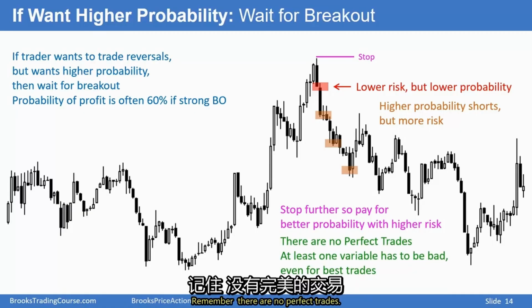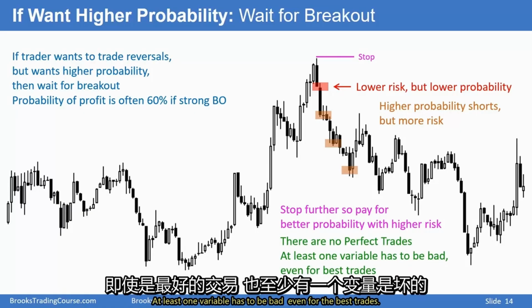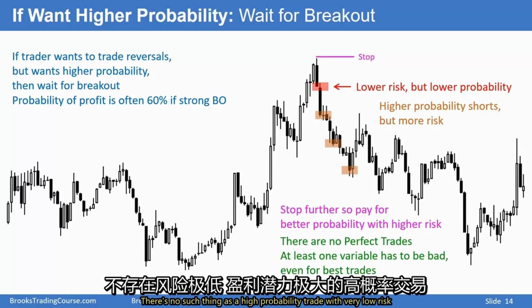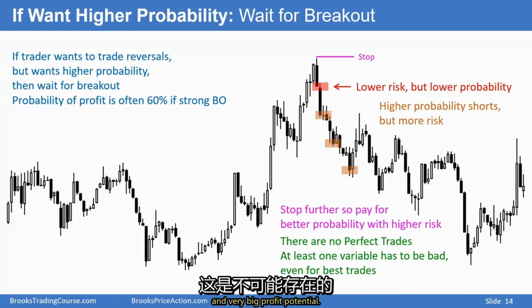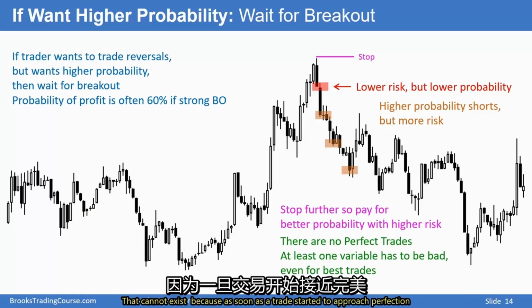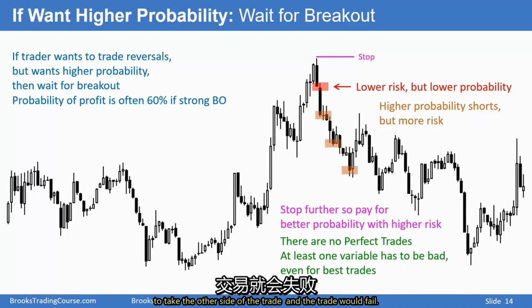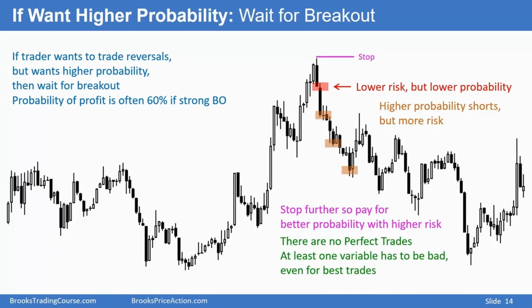Remember, there are no perfect trades. At least one variable has to be bad, even for the best trades. Risk, reward, probability, you cannot have all three in your favor. There's no such thing as a high probability trade with very low risk and very big profit potential. That cannot exist, because as soon as a trade started to approach perfection, everyone would take it, and there would be no one left to take the other side of the trade, and the trade would fail.